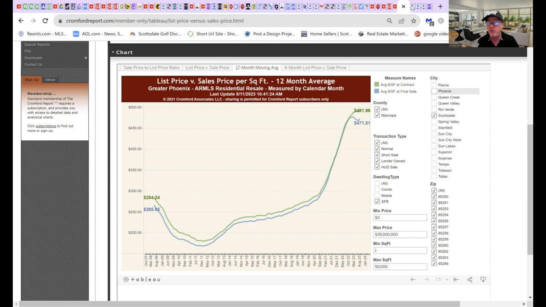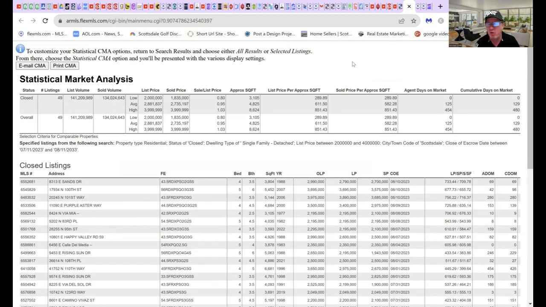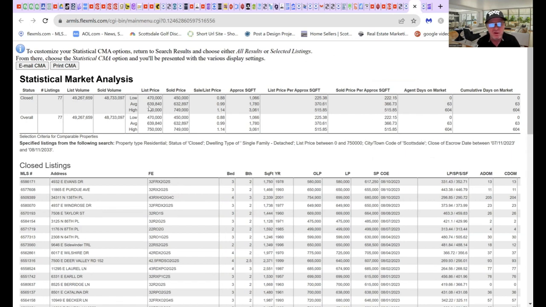Now, to get more specific, I went in and picked homes that sold within the last 30 days under $750,000. And you can see right here, the average list price was $639,840. The average sold price was $632,897. And the homes were selling for 99% of asking price. The average square footage was 1,780 square feet.